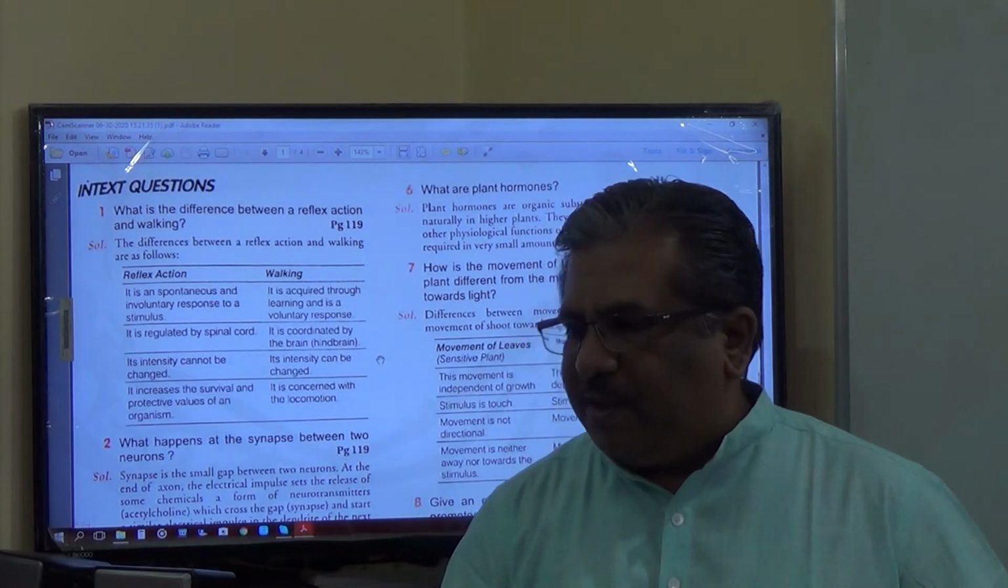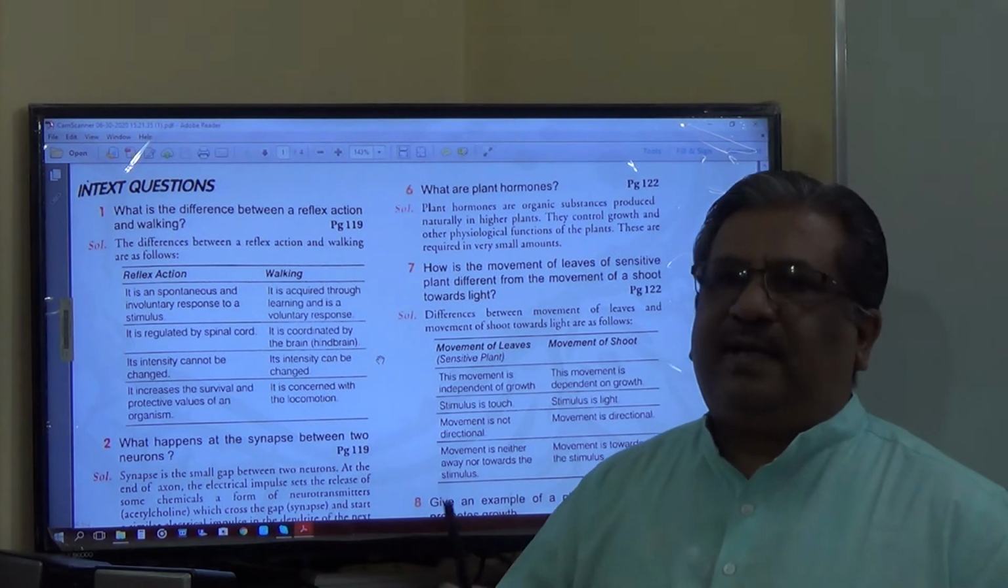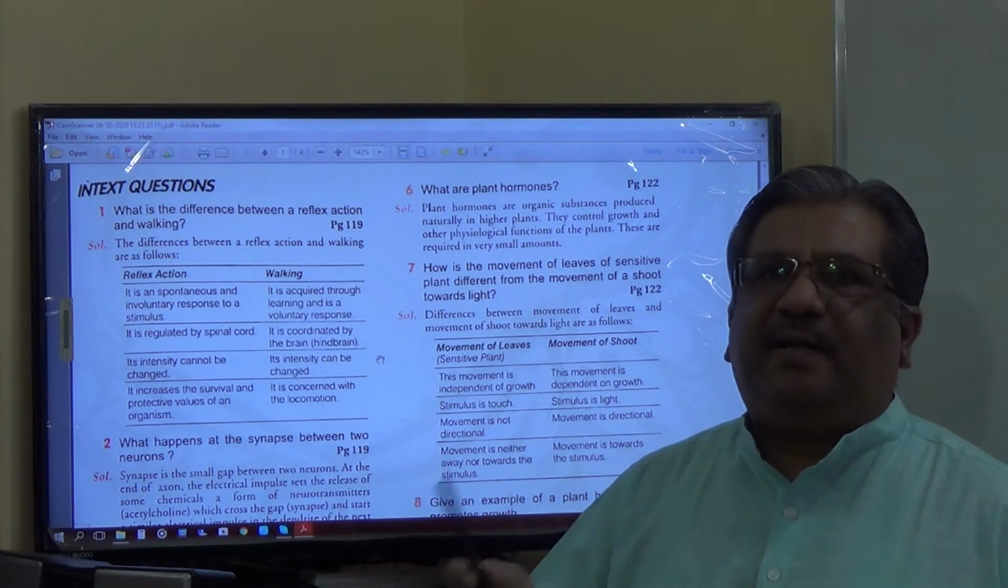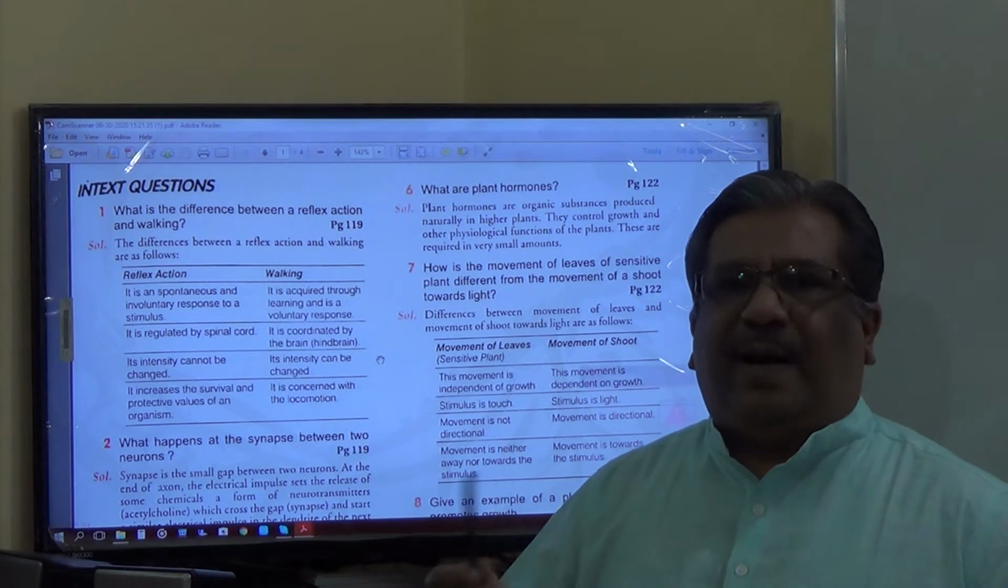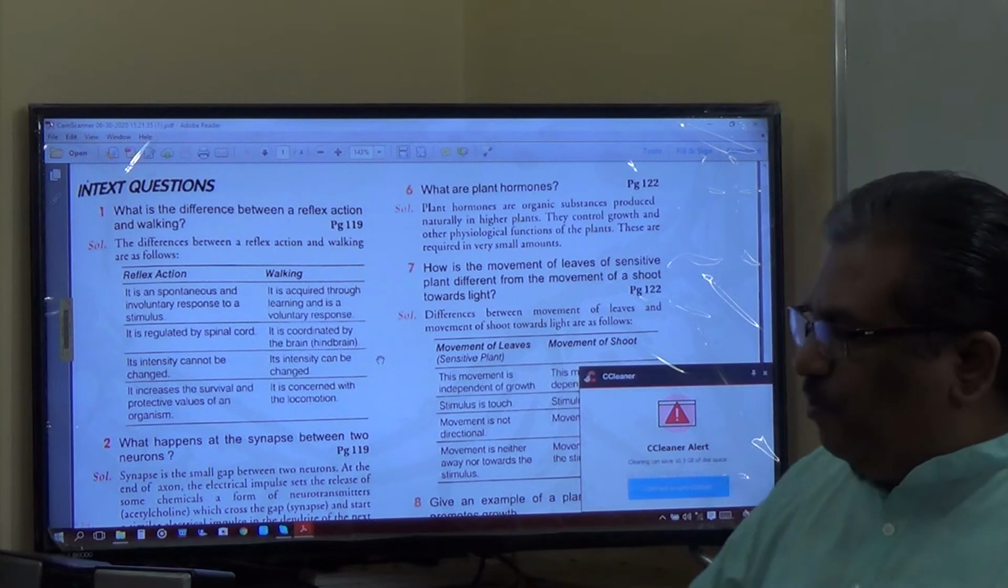Sixth one. What are plant hormones? Plant hormones are chemical substances that are responsible for growth and development, and thereby control and coordination in plants. Next, how is the movement of the leaves?